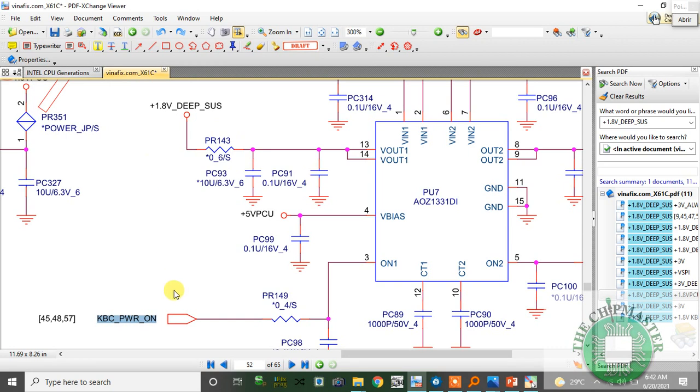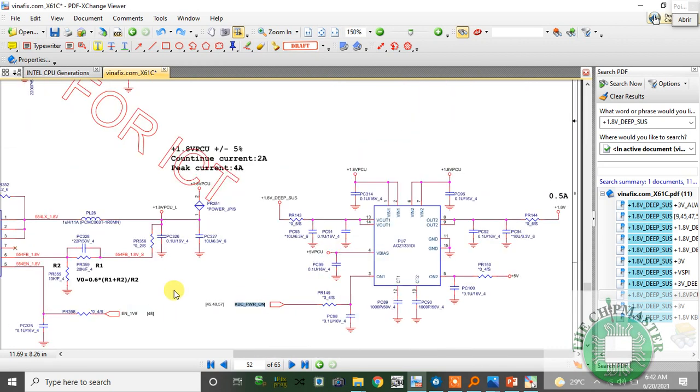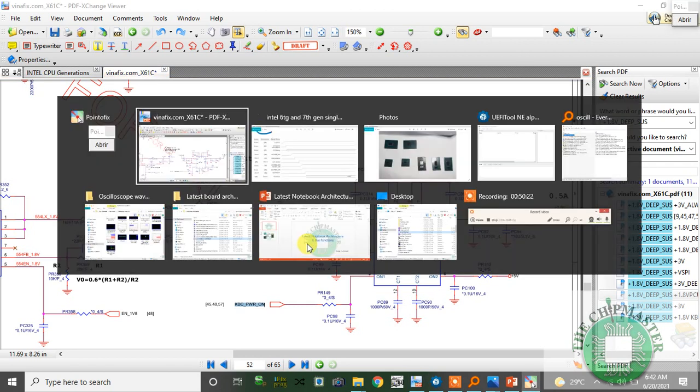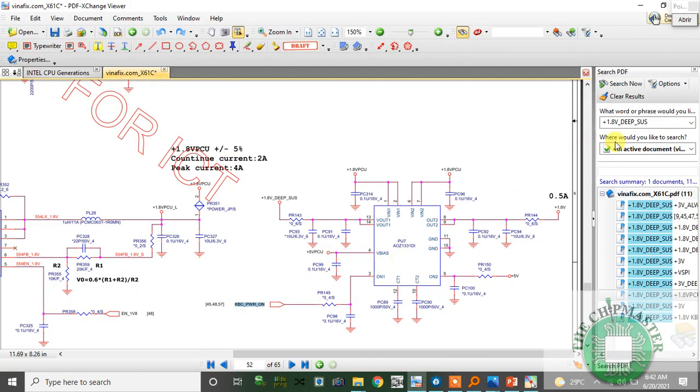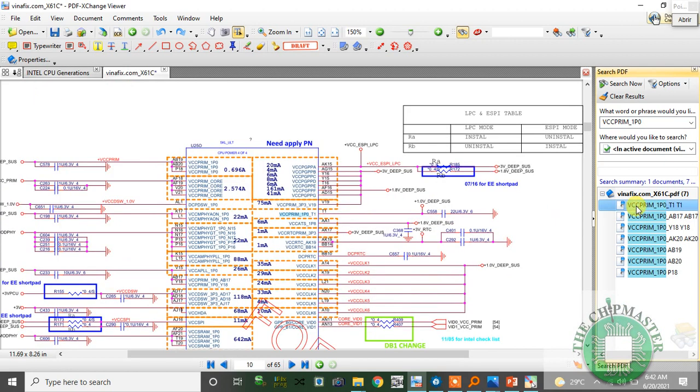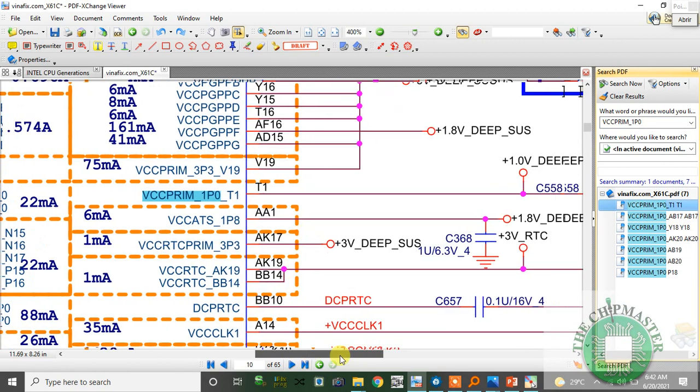So this board does support the deep sleep, right? And it is used to turn on the light sleep using SLP source. PCH gets SLP source, and then it will immediately release KBC power on to turn on the light sleep power supply, right? So we have VCC ATS, VCC PRIM 3P3, which is powered by the same KBC power on, VCC PRIM 1.0, and it is also powered by 1.0 volt SUS.